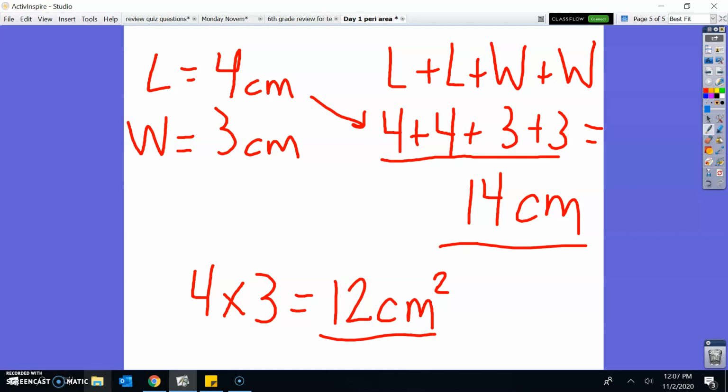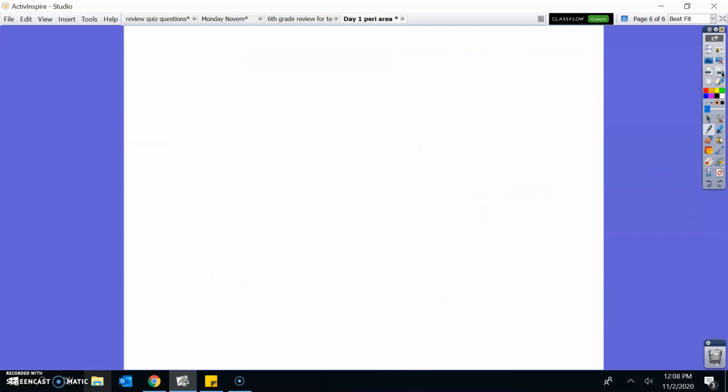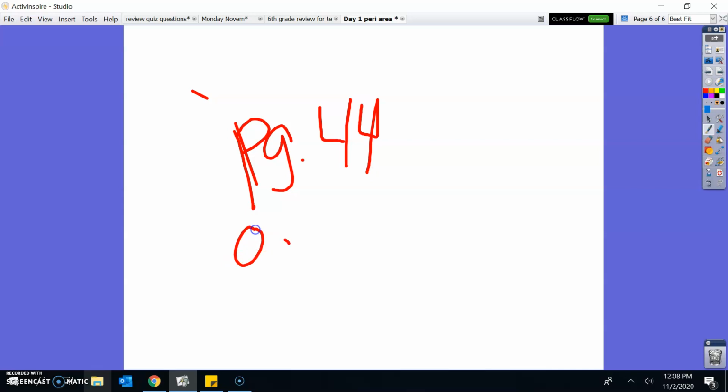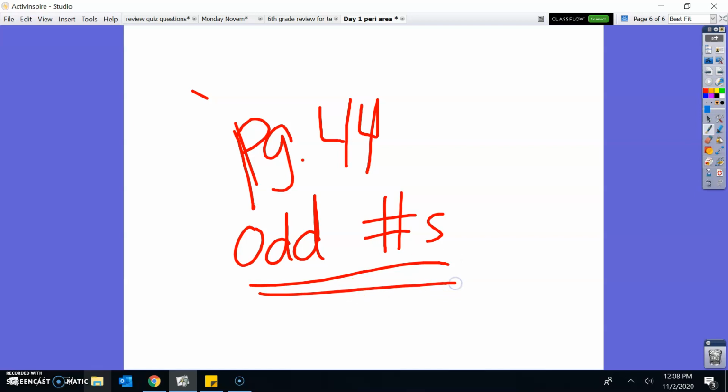So I'd like you to complete numbers 3, 4, 5, and number 6 is a trick question. I'd like you to at least try number 6 as well, and fill in all of the correct boxes there on page 43. If you finish all of the questions and you still have time left over, I would like you to complete page 44, odd numbers.